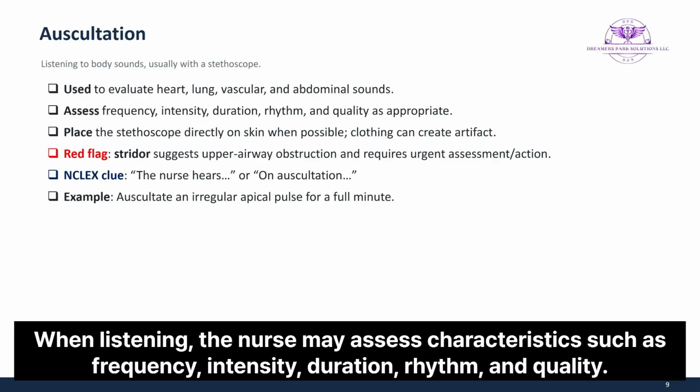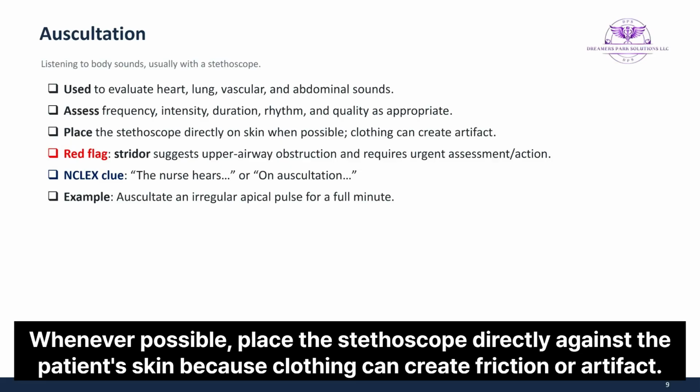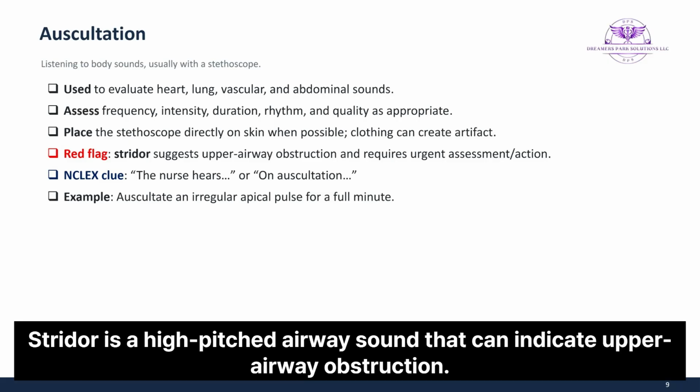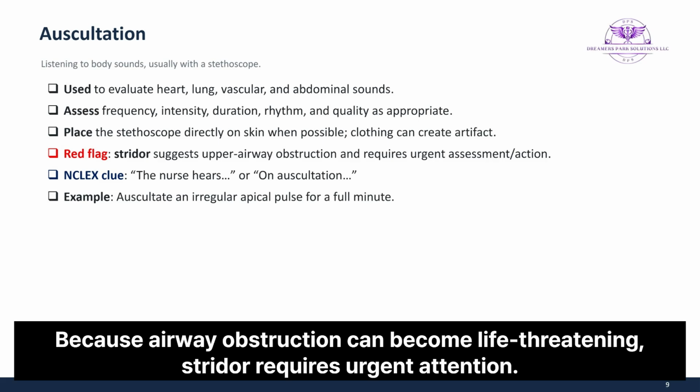When listening, the nurse may assess characteristics such as frequency, intensity, duration, rhythm, and quality. Whenever possible, place the stethoscope directly against the patient's skin because clothing can create friction or artifact. One particularly important red flag is stridor. Stridor is a high-pitched airway sound that can indicate upper airway obstruction. Because airway obstruction can become life-threatening, stridor requires urgent attention.